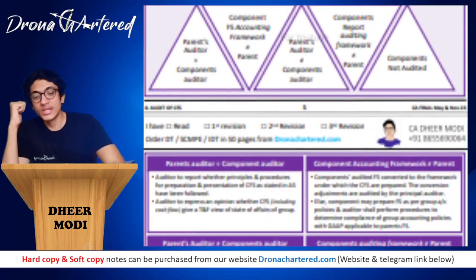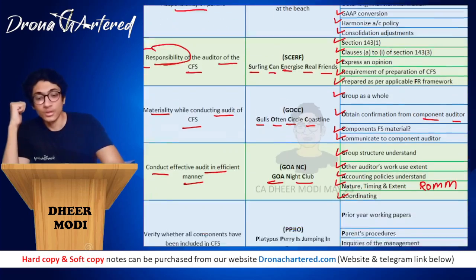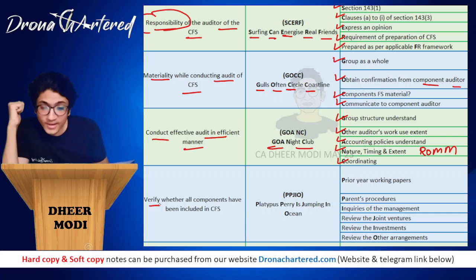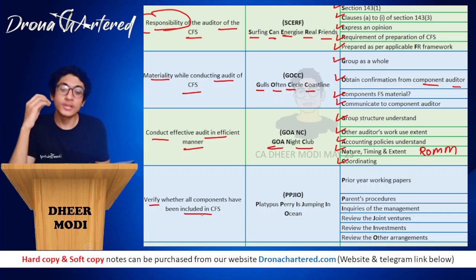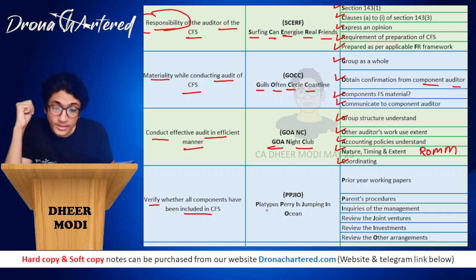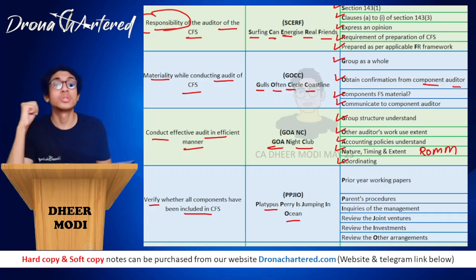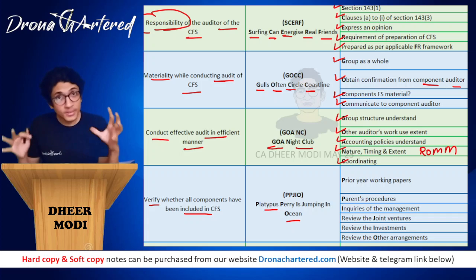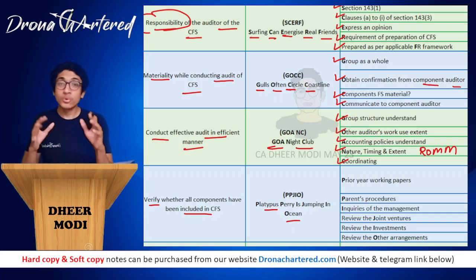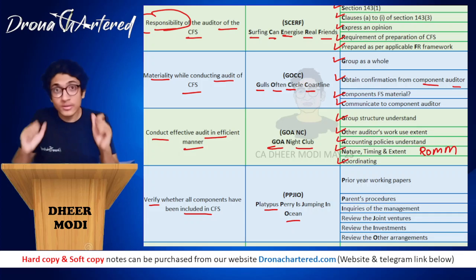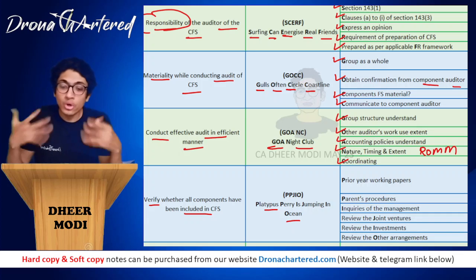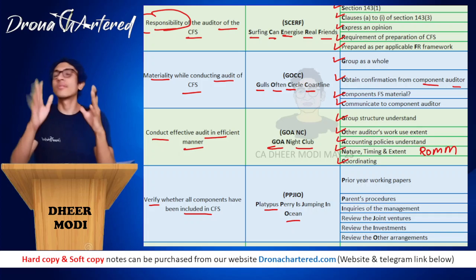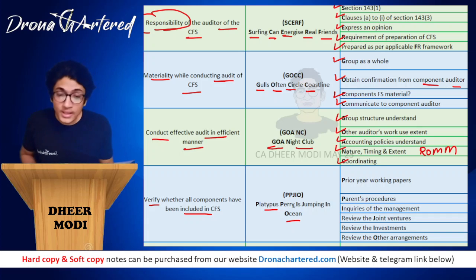Okay, so let's see what key we have made for this. Verify whether all components have been included in the CFS or not. Okay, so that is your Platypus Perry is jumping in ocean. If you remember, Platypus Perry is from Phineas and Ferb. So to check whether all components have been included, you know Platypus Perry was also a very important part of the show. So you have to check whether all characters of the show are there or not. Whenever you see whether all components have been included, you have to remember Phineas and Ferb, Platypus Perry. So Platypus Perry is jumping in ocean. That is PPIJIO.